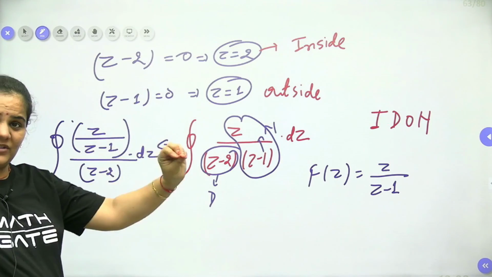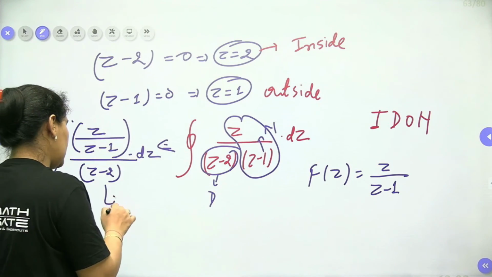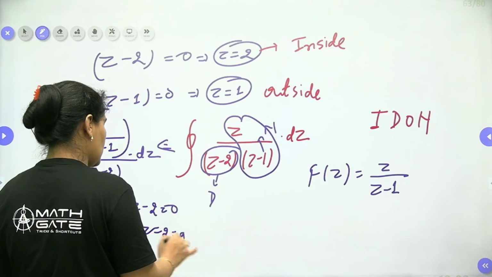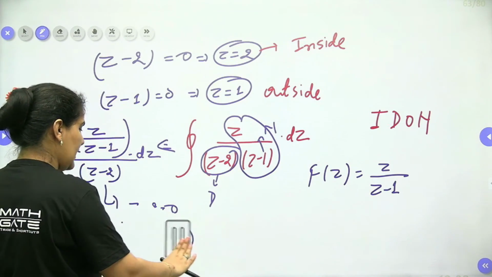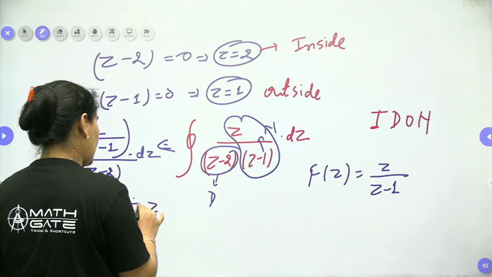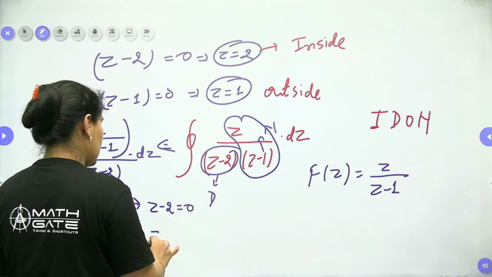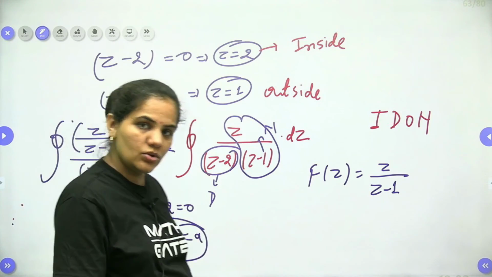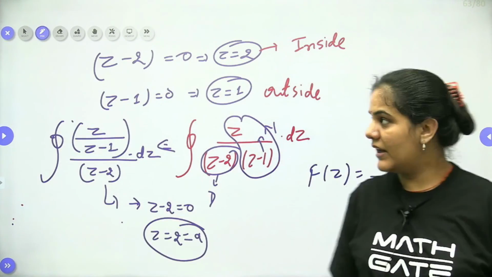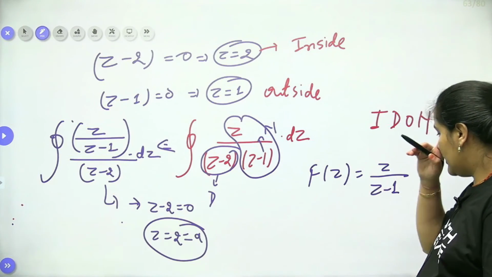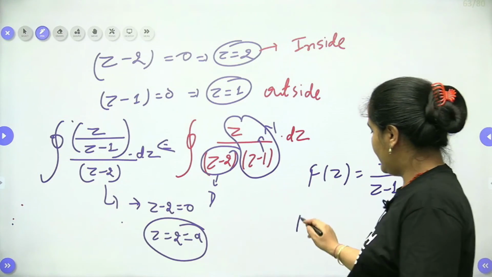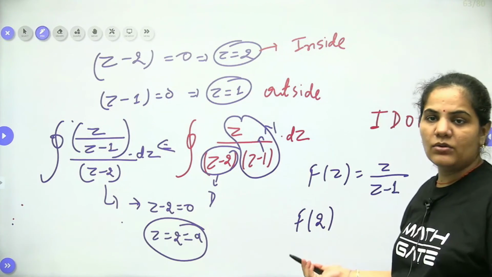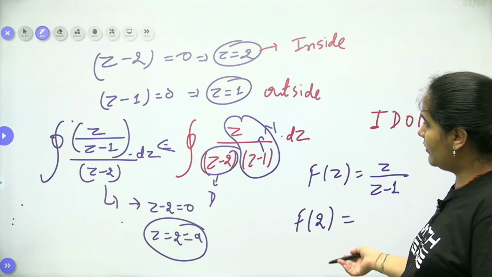This will be your z minus a portion. So from here you can look at that z equals 2, that is equal to a. So the value of a is equal to 2 only, guys. Yes, we have a equals 2. So when we approach here, it will be f(2), because the pole is only of single order. So we have to find out f(a) only.